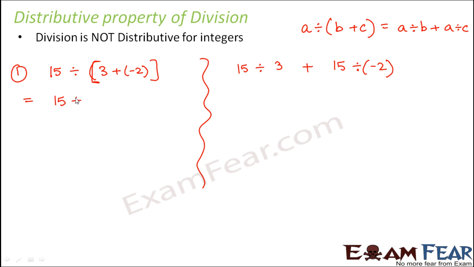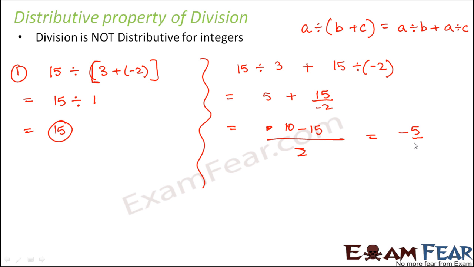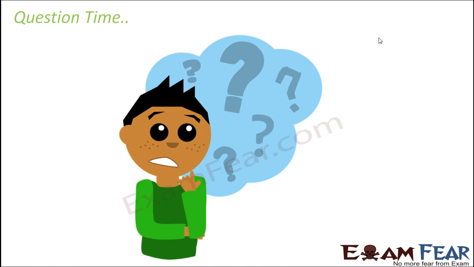So this is equal to 15 divided by 1, which gives 15. Now let us solve this side. This is 5 plus 15 divided by minus 2. So what do we get? You take the LCM as 2, and this is 10 minus 15, which is equal to minus 5 by 2. So do you think they are equal? They are definitely not, and therefore distributive property does not hold true for division of integers.